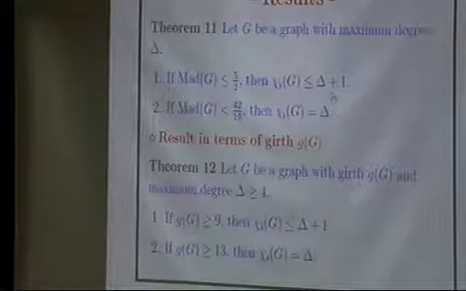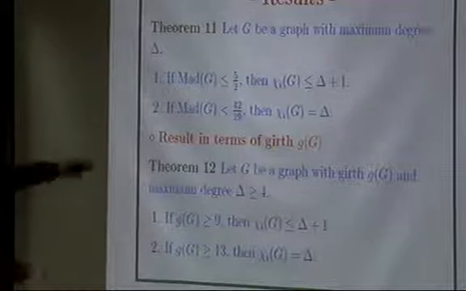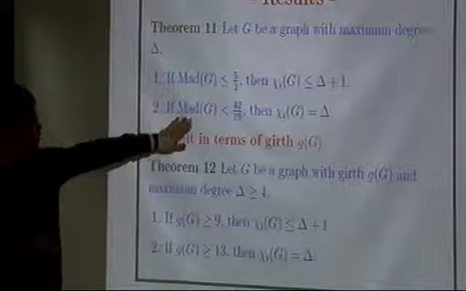So our result is as follows. If maximum average degree is 5 over 2, then its injective chromatic number is at most delta plus 1. And if maximum average degree is less than 42 over 19, then the injective chromatic number is delta. Okay, this is purely in terms of maximum average degree.